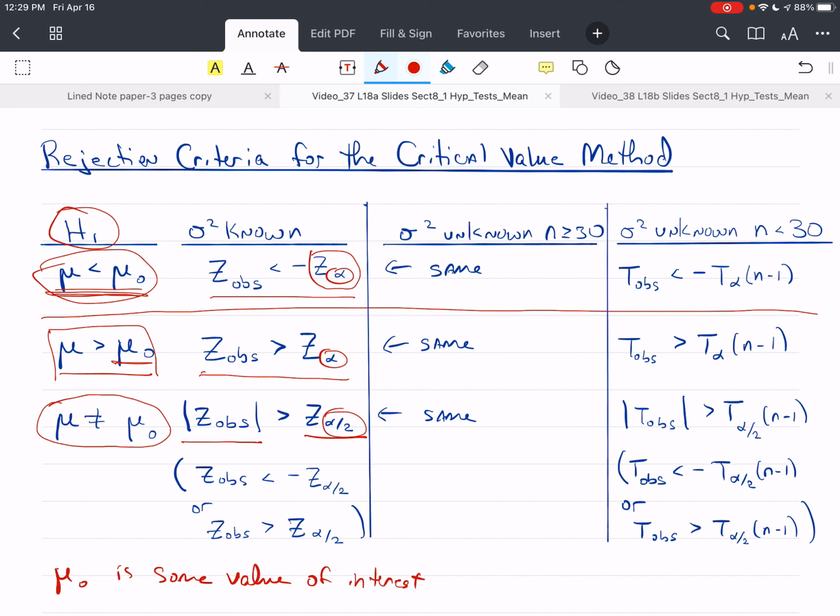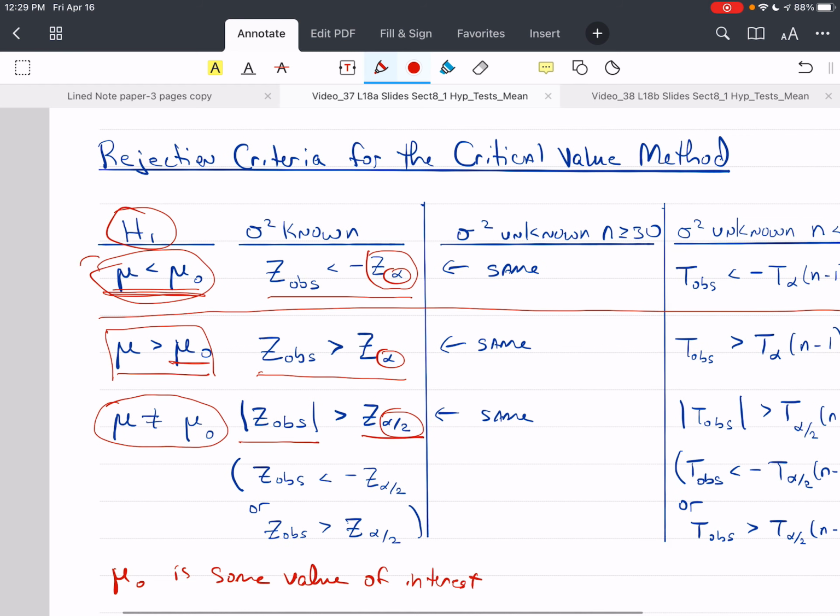These are called one-tail or one-sided tests. And this is called a two-sided test. And we'll see why that is.